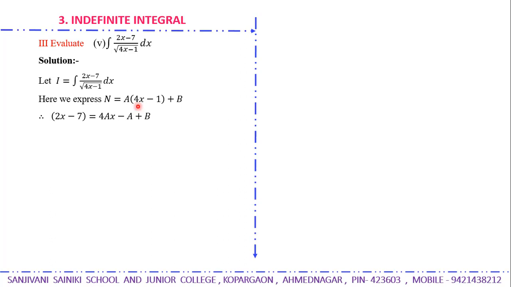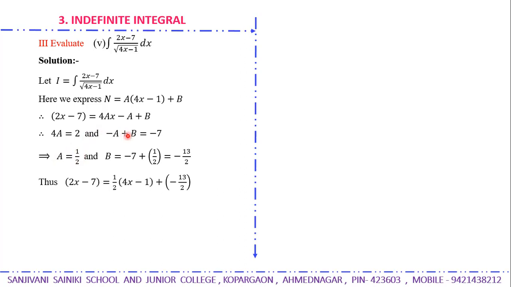Now minus a plus b is a constant. This 4a is the coefficient of x. So equating the coefficients on both sides, you get 4a is equal to 2 and minus a plus b is equal to minus 7. From this equation you get a is equal to 1 upon 2. I will put that in the second equation, so that I obtain the value of b is minus 13 upon 2.